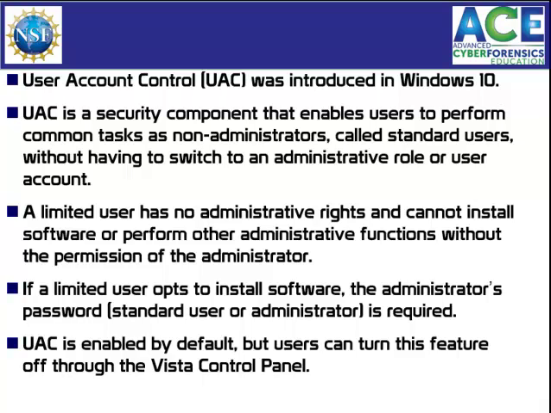A limited user has no administrative rights and cannot install software or perform other administrative functions without the permission of the administrator. So if a limited user opts to install software, the administrator's password, standard or administrator, is required. And UAC is enabled by default, but of course users can manipulate this in Windows Vista, Windows 7, Windows 8, Windows 10, and so forth.